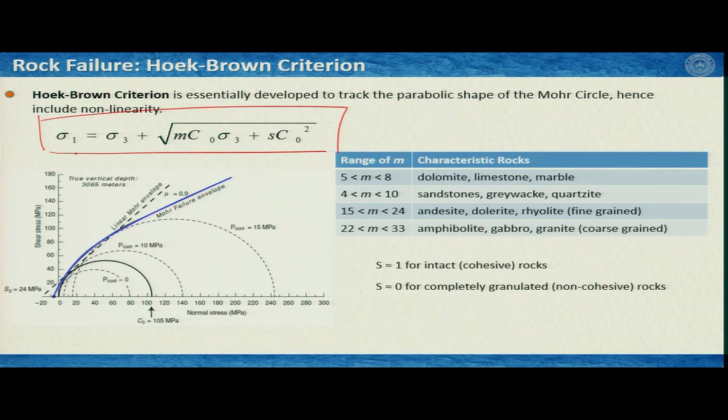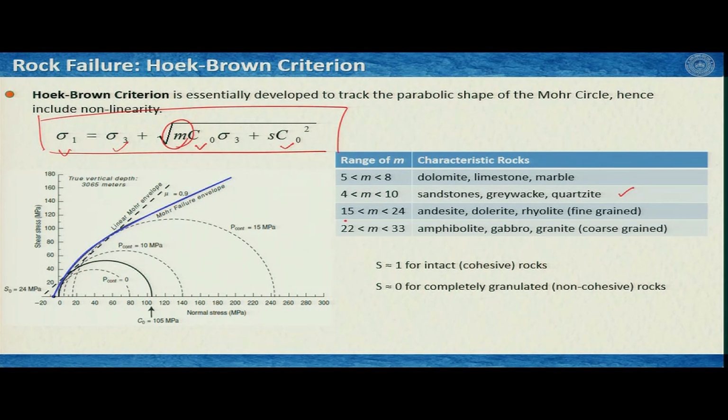And here you have sigma 1 and sigma 3, the principal axes of stresses, then you have some material constants C0, and then you have another parameter which is m. Now, m is very, very important in the Hoek-Brown failure criterion. People have done experiments and they figured out that m ranges from 5 to 8 if the rocks are dolomite, limestone, marble, so mostly carbonate rocks. The m ranges from 4 to 10 if these are sandstones, greywacke and quartzite.